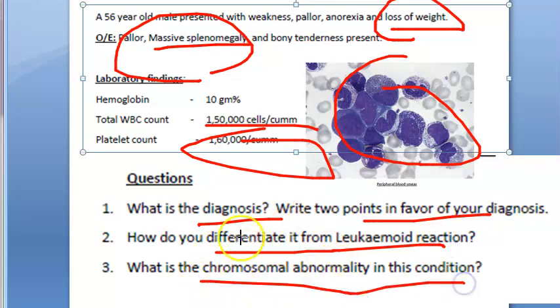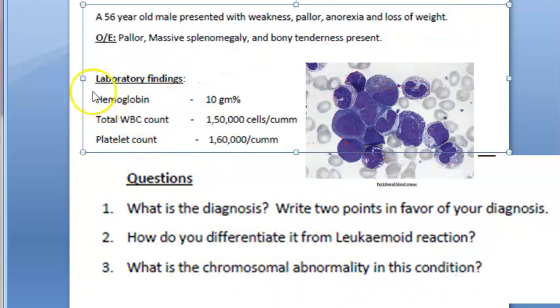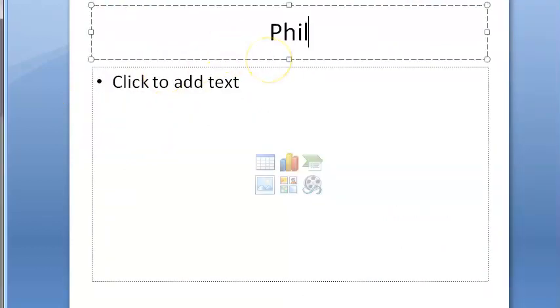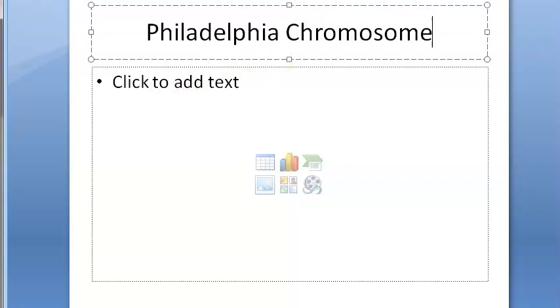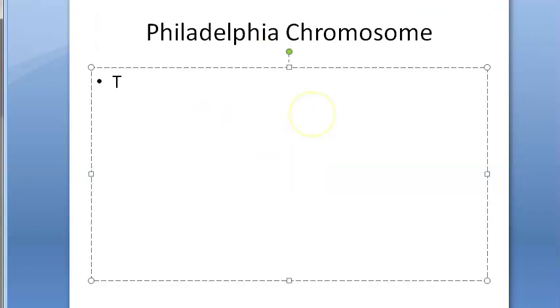What is the chromosome abnormality? Let us focus on this chromosome abnormality now. Say Philadelphia. Okay. Philadelphia chromosome. So Philadelphia chromosome will be translocation 9;22. Some Q something is there.